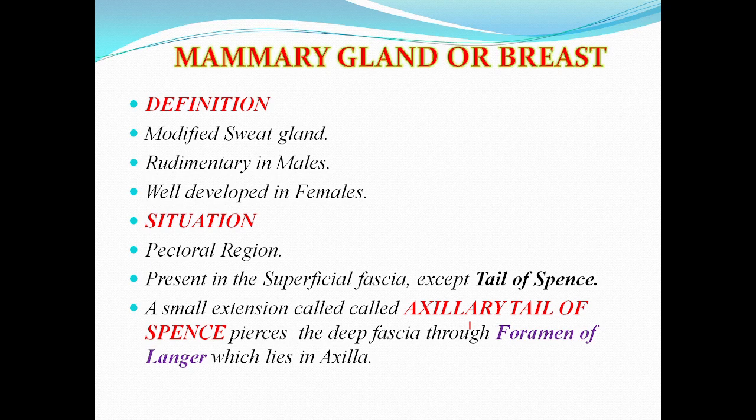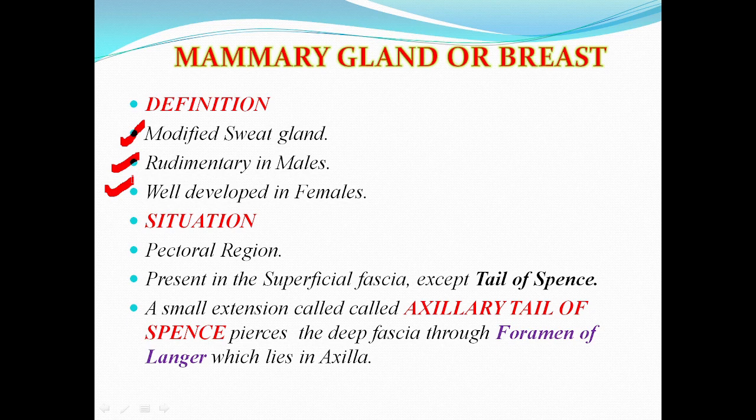which is otherwise also called, in normal terminology, the breast. So what is the definition of the mammary gland? In general, in our body we have two types of glands, called sebaceous glands and sweat glands. This is categorized under sweat glands. It is a modified sweat gland, and it helps in some secretions. What all those secretions are, we will deal with in the slides. The mammary gland is present in both males and females. But in males it is non-functional, meaning rudimentary. In females it is well developed and functional.